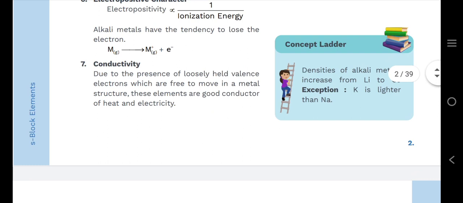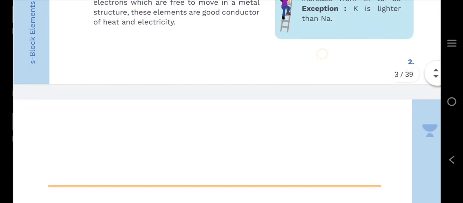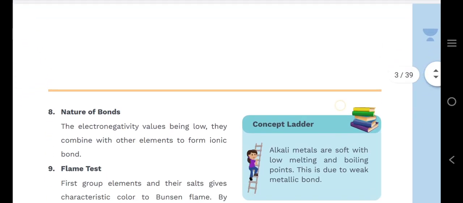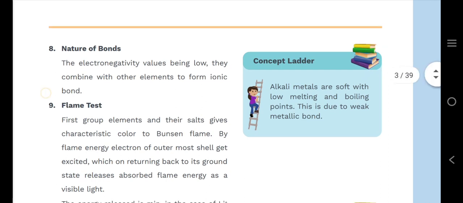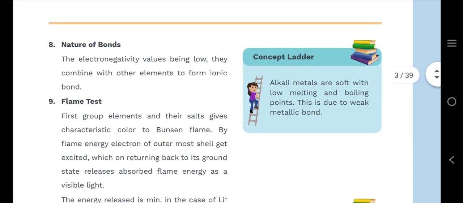Now we will discuss conductivity. Due to the presence of loosely held valence electrons which are free to move in metal structure, these elements are good conductors of heat and electricity. Nature of bonds. The electronegativity value being low, they combine with other elements to form ionic bonds.